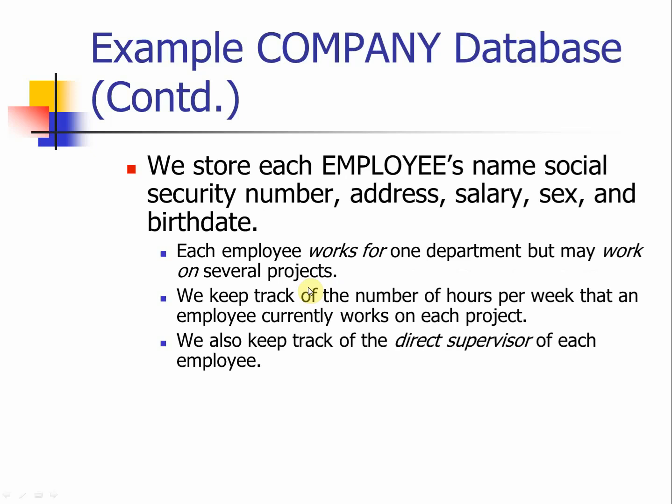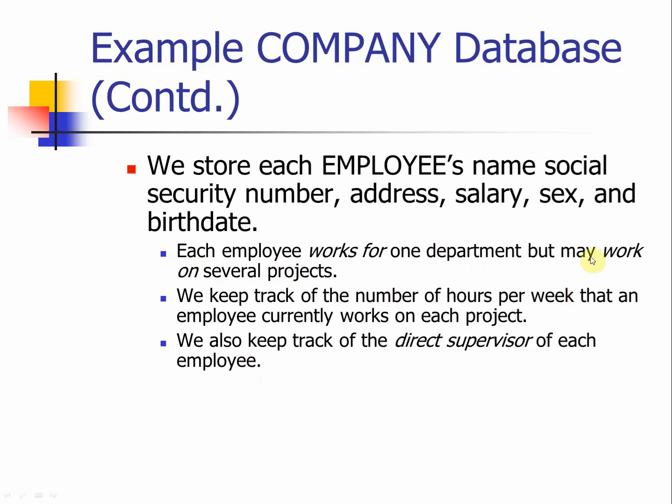Employee is probably the most complicated one, because not only do you need to store the basic information such as social security number, address, salary, sex, and birthday, there is also more detailed information that needs to be kept track of. Each employee works for one department, but may work on several projects. So this is also something very different from one thing to the other. They can only work for exactly one department, and at the same time, they can work on several projects. So how does the ER diagram keep track of all these differences?